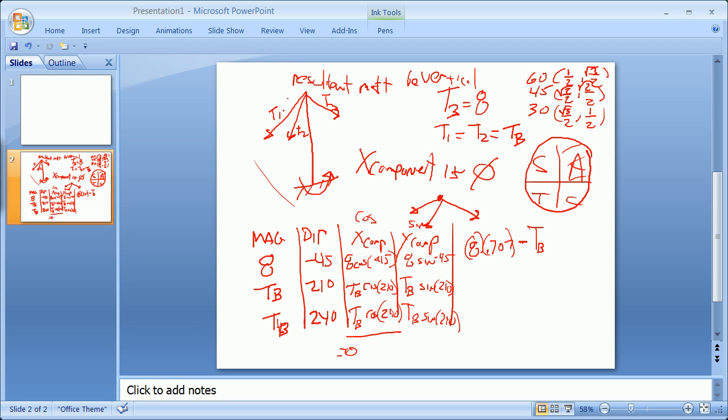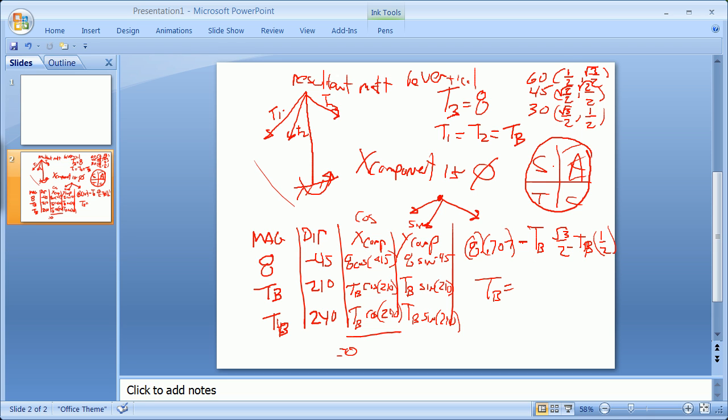Cosine of 210 is going to be the same as cosine of 30, but it's going to be negative. Cosine of 30 is, of course, square root of 3 over 2, so we might want to just keep that as the square root of 3 over 2. And then the last one is the All State Technical College, and it's a C, right? Now, T sub B is also 240, which is the same as 60. The cosine of 60 is 1/2, so it's minus T sub B times 1/2, right? So you solve that in the end for T sub B, and you get your answer.